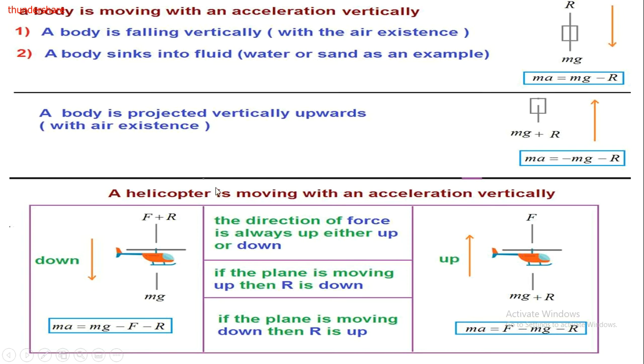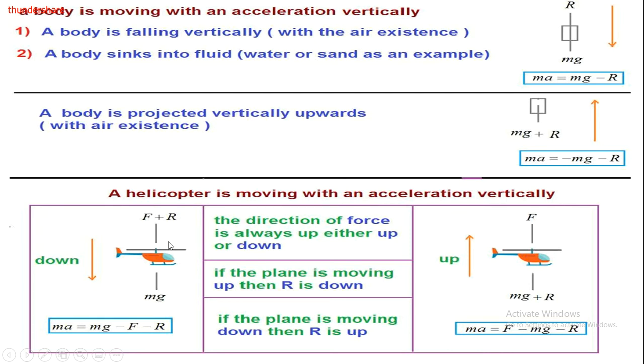In the helicopter, we have a special situation here. The force of the engine is always upward, and the weight is always downward, as you can see. However, if the helicopter is moving upward, the resistance is downward, and this means that ma equals F minus mg minus r. And if the helicopter is moving downward, r is upward, and the weight, which is the greatest force here, so ma equals mg minus F minus r.